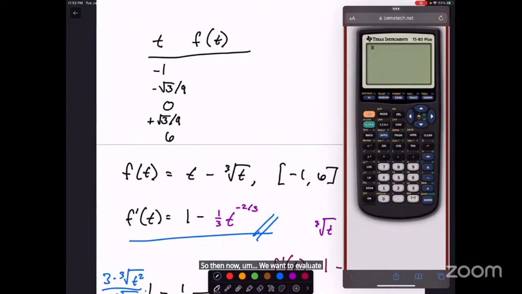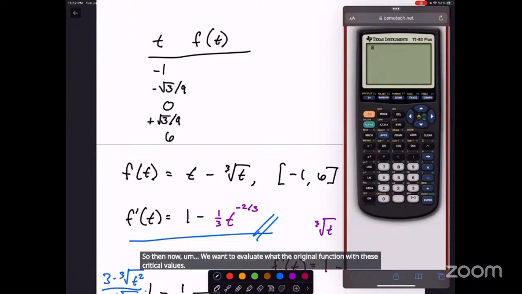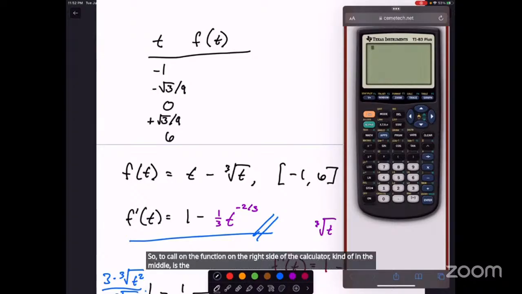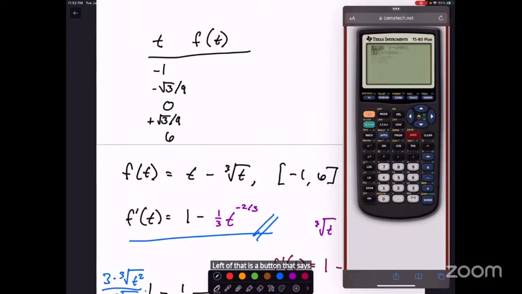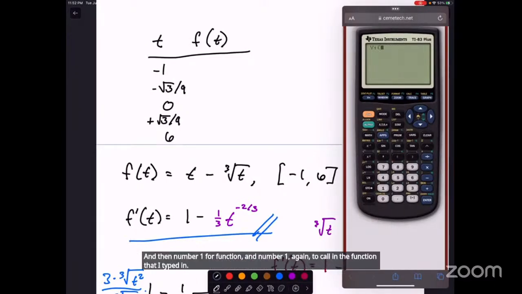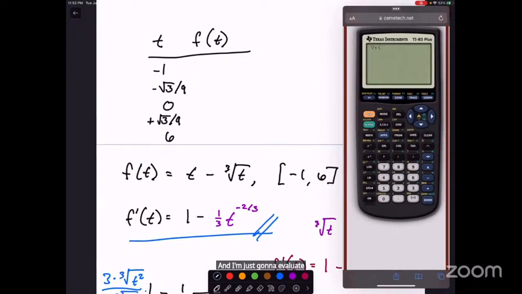So now we want to evaluate the original function with these critical values. To call on the function, on the right side of the calculator, kind of in the middle is the clear button. Left of that is a button that says VARS, which is short for variables. I'm going to go to the right to go to Y variables, and then number 1 for function, and number 1 again to call on the function that I typed in. And I'm just going to evaluate these different values.